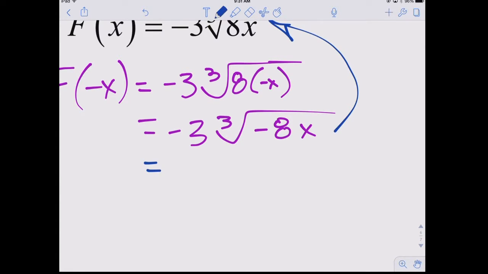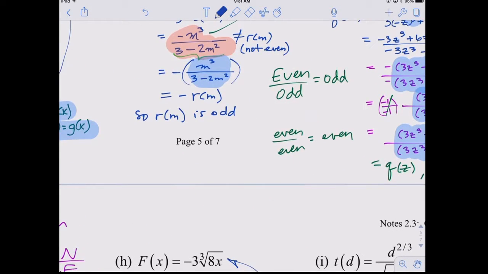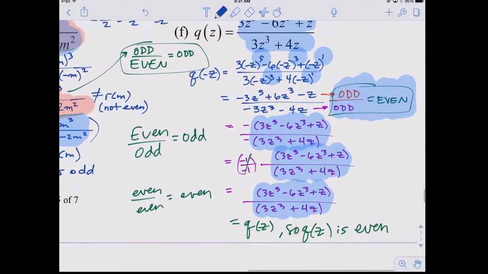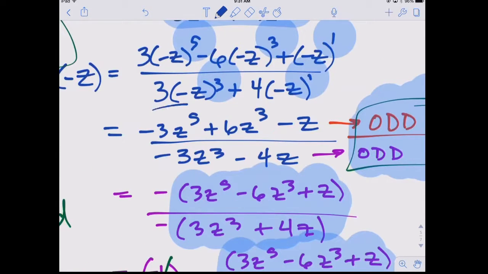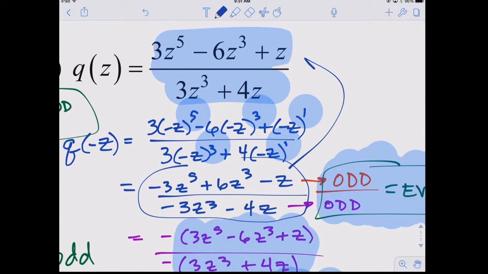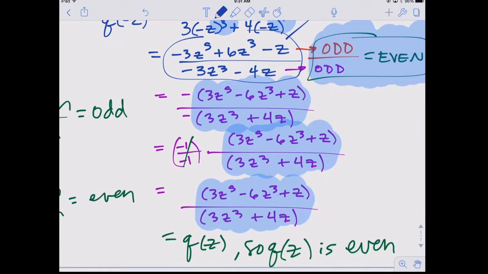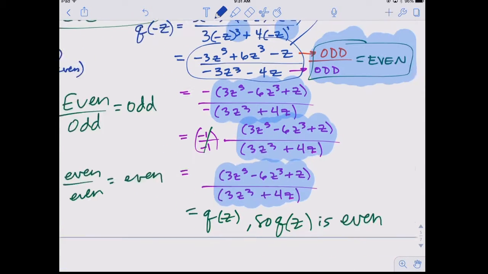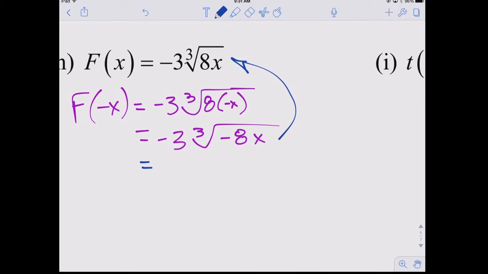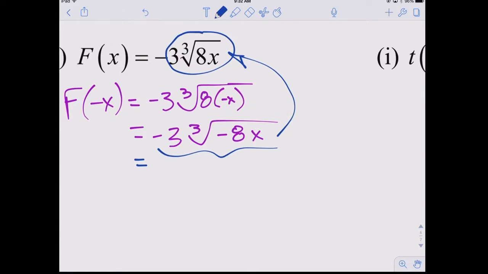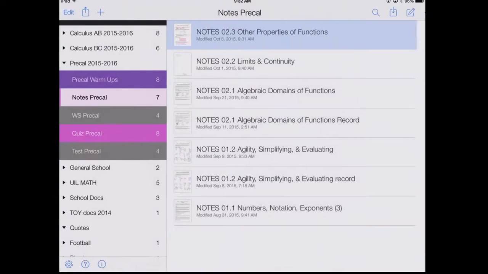Not necessarily. If it's a ratio, you have to be careful, because look over here. When I started with this, I said that it was not the same as what we started with. But you can't say that it's not even yet, because when you factored out a negative from the top and bottom, it did end up being even. So you don't want to exclude that, but you want to say it's probably not going to be even. Let's see if it's odd. In other words, let's see if we can get this to look like this piece right here, and we'll see what the sign out front is. So it involves trying to work with the negative under the radical.